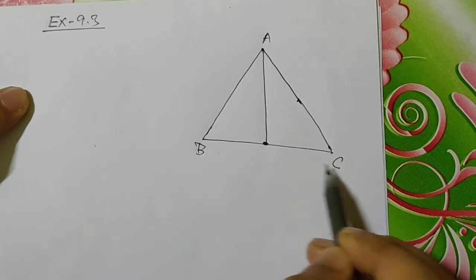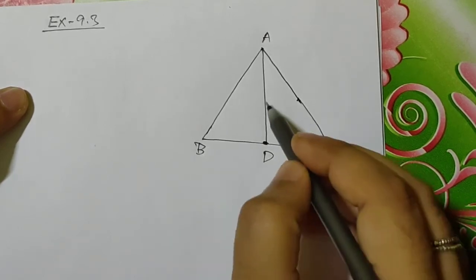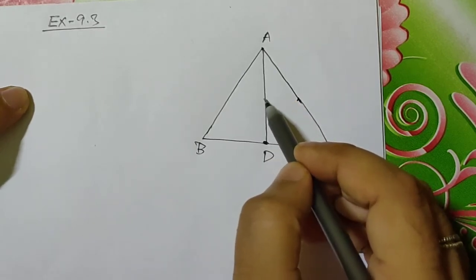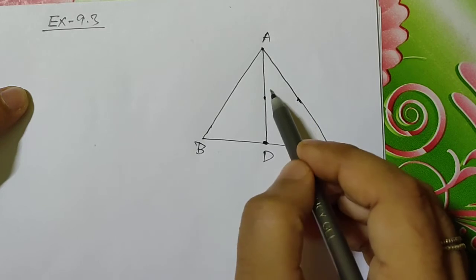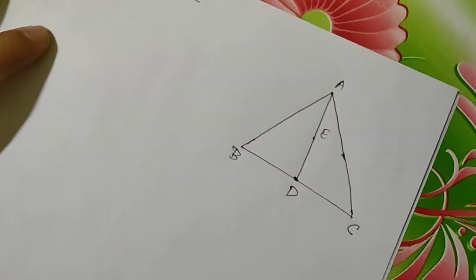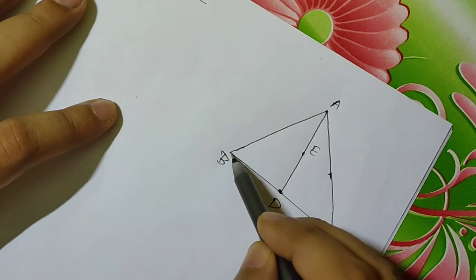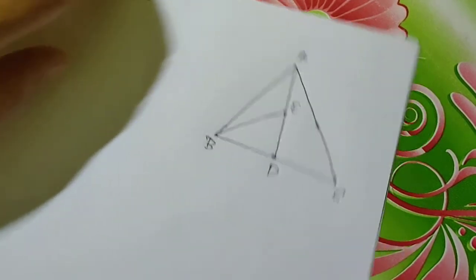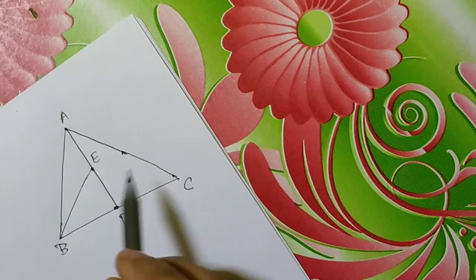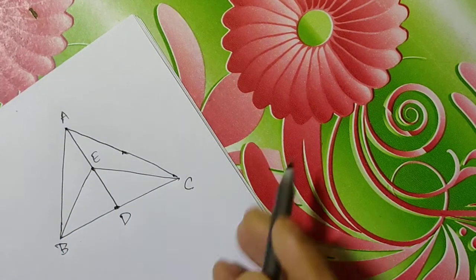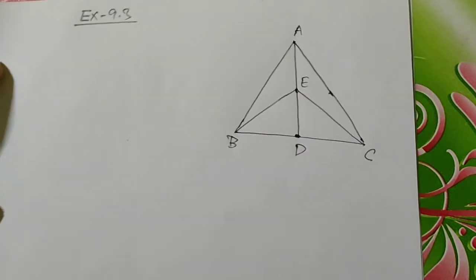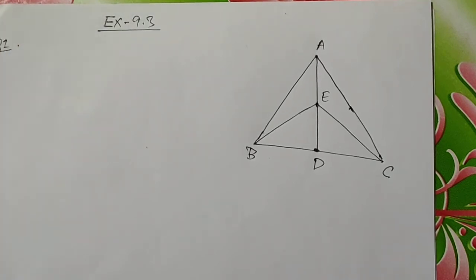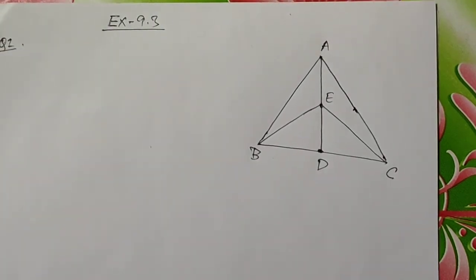So ABC, and this is D. Now the question is saying that it's not like that it is a midpoint, so anywhere take a point E. Now the question is saying to join it, so I'm joining it, and then join this with this. Now our figure is complete, and we need to show the required result. Now I'm starting to solve the question.